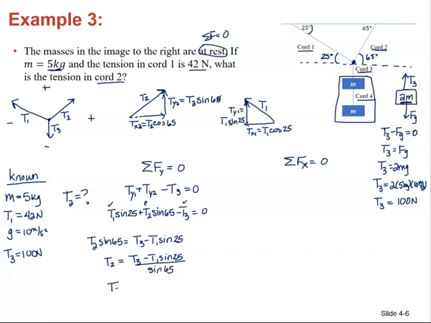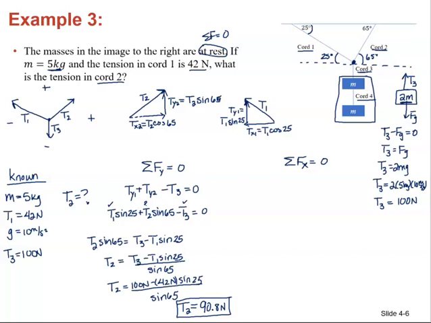Plugging in numbers, T3 is 100 newtons minus our 42 newtons times the sine of 25. All of this divided by the sine of 65. And T2 is going to be equal to 90.8 newtons. So there we've solved the problem. But let's look at our horizontal and see if we could have gotten the same information that way, and see if it comes out to at least pretty close to the same number.